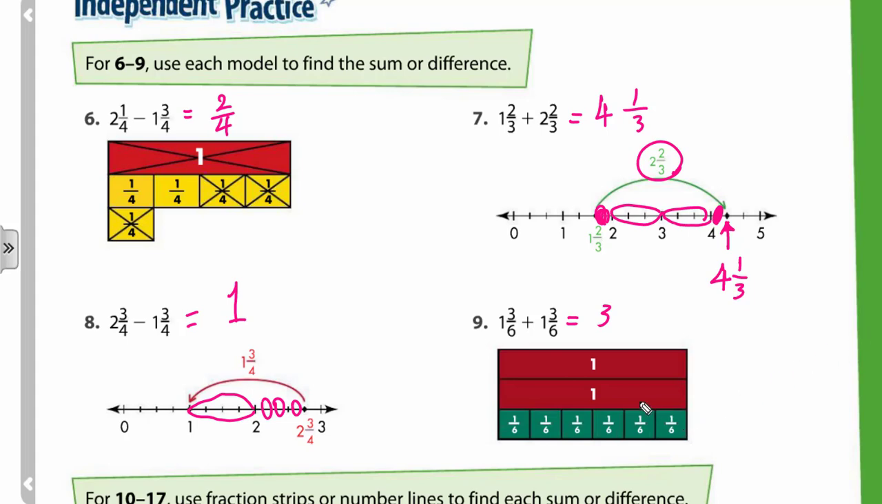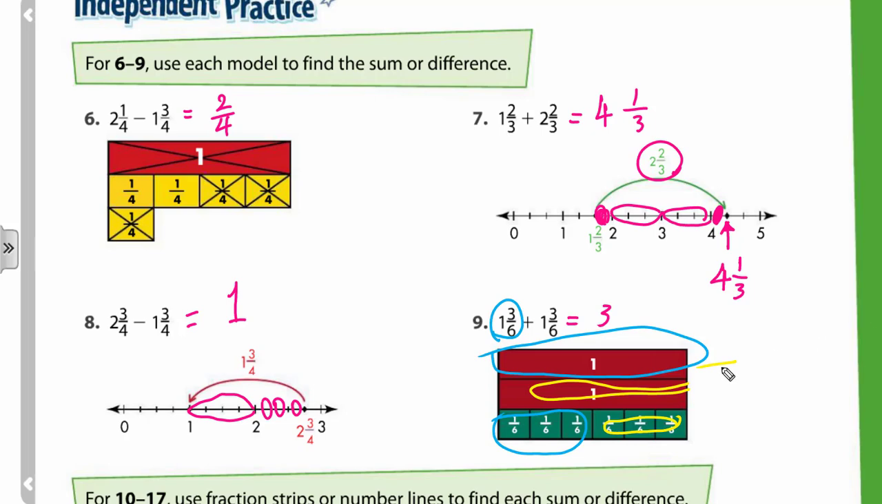Okay. The first fraction is 1 and 3 sectors. So this is the 1 and 3 sectors, 3 sixths. And the second fraction is 1 and 3 sixths. So this is the 1 and these are the 3 sectors. When we put all of them together, we will get 1.